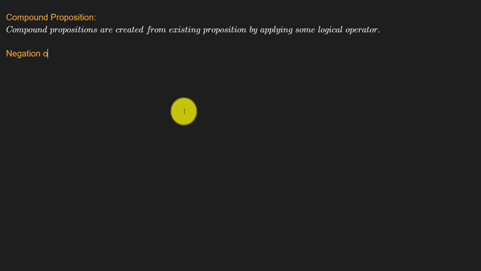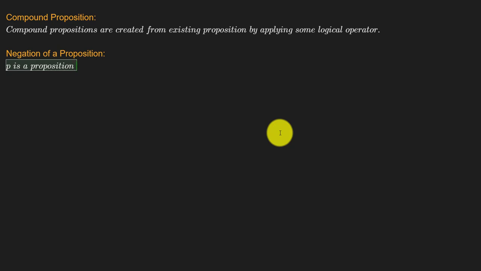Negation of a proposition. In negation of a proposition, basically the logical operator we use is the negation operator. That means, suppose P is a proposition. If you remember from my previous video, I talked about the basic stuff about propositions: they can be either true or false, but not both together, and they are generally declarative sentences.